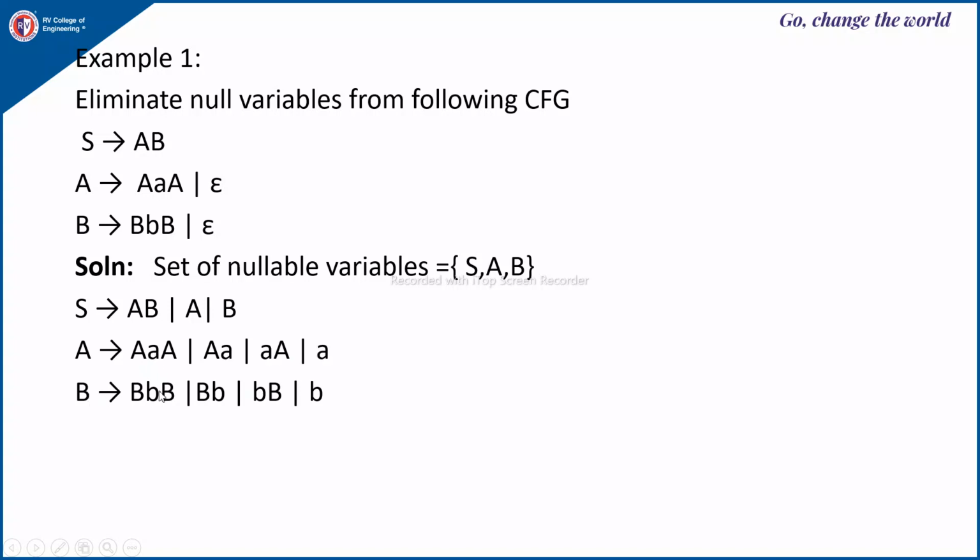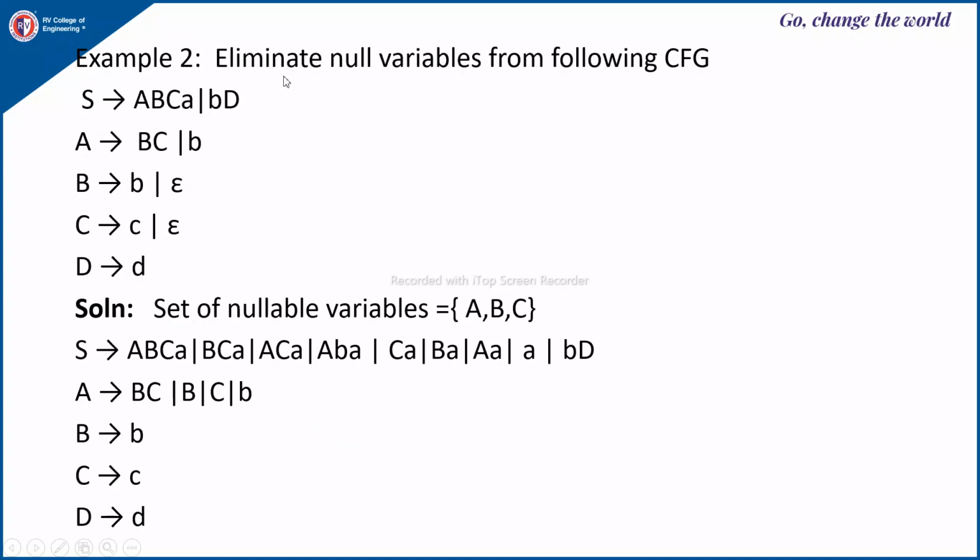Likewise for B derives BBB, you write the production as it is and replace one nullable variable at a time. So you'll be getting BB, and replacing both you'll be left out with B. So these are the productions which are obtained after removal of the null productions.